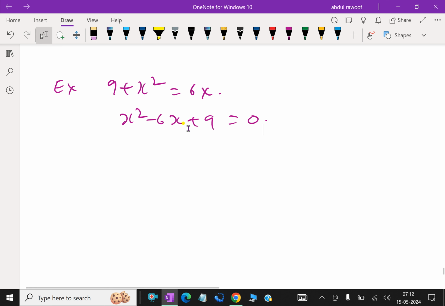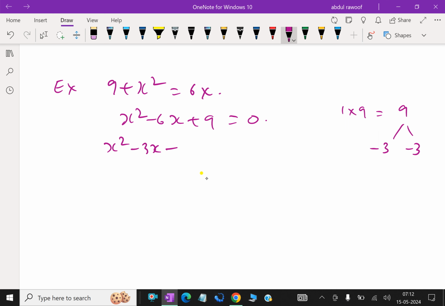Collecting one side. Here the last term is 9, and the front coefficient is 1. 1 into 9 is 9. 9 is split as factors 3 and 3. Both are minus since the middle term is minus. So the middle term is split like x square minus 3x minus 3x plus 9 equal to 0.